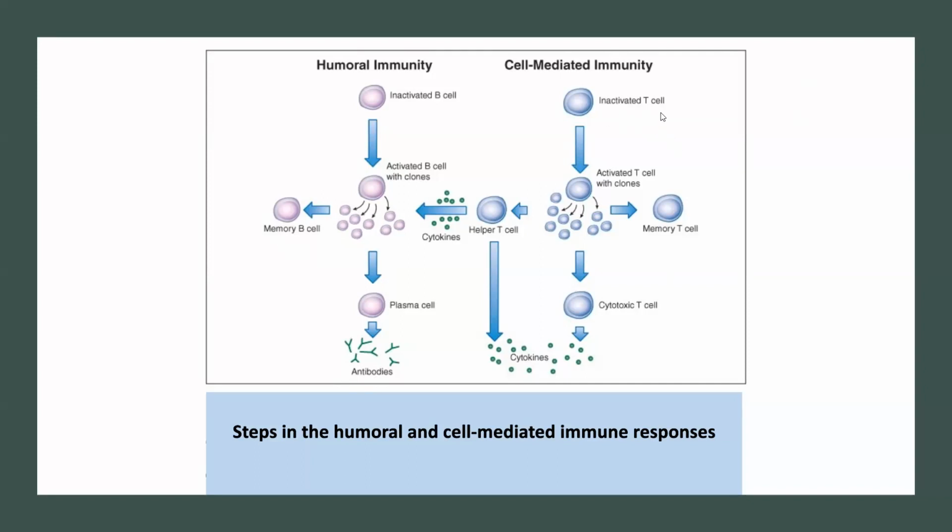An inactivated T cell will again be activated by making clones. Either they will make the helper T cells, which will further make the cytokines and go on to make the antibodies, or they will make the memory T cells. Memory T cells or memory B cells are not working towards immunity directly. Only helper T cells, the cytokines, the plasma cells, and the cytotoxic T cells are making the antibodies for fighting against infections.